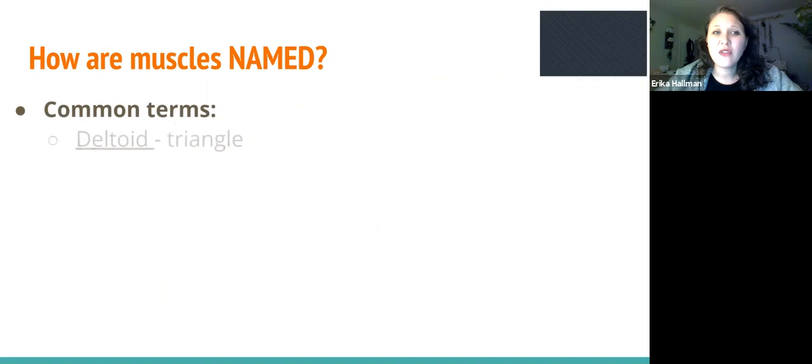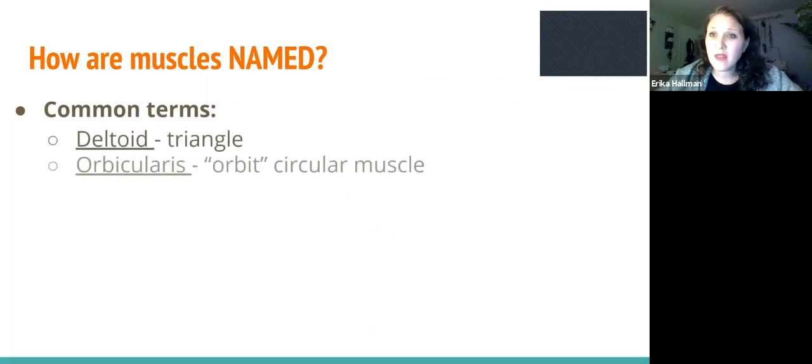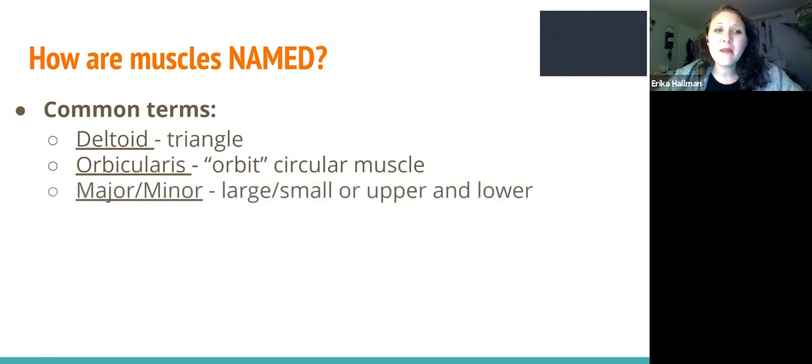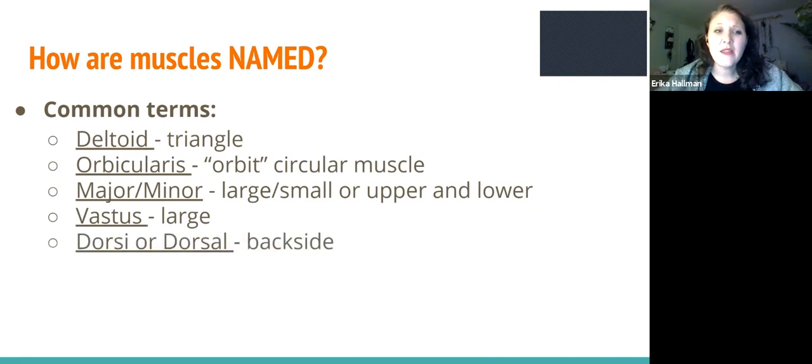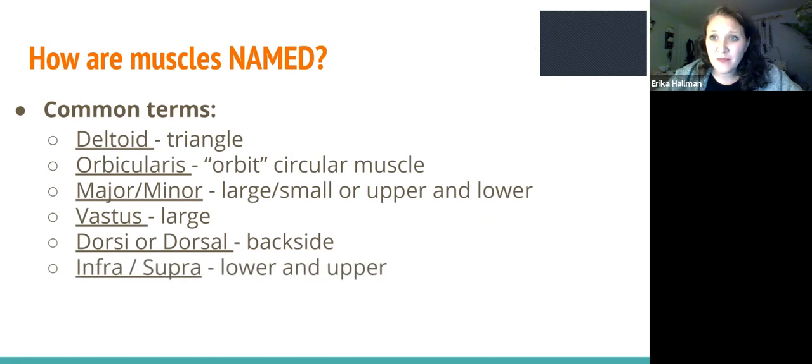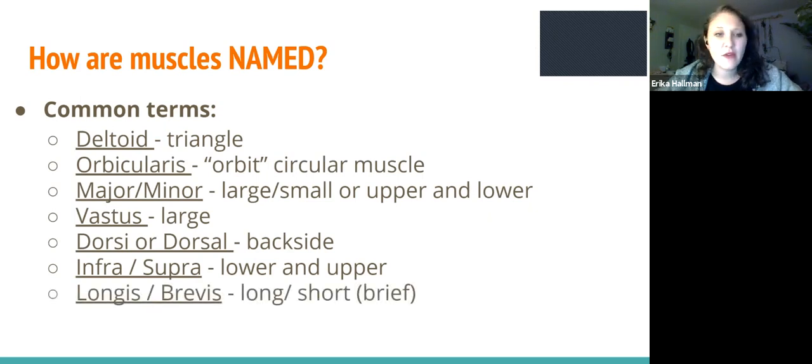Muscles are named after some very common terms. So muscles can be named after the shape that they take. For example, deltoids are triangles and orbicularis is going to be a muscle that is circular or orbits something. They can be named after the size, so major, minor, or vastus refers to how large or small that muscle is. They can be named after the location, so dorsi means backside, or infra or supra are both prefixes that mean upper and lower, superior and inferior.